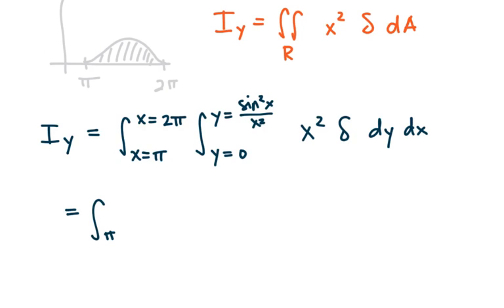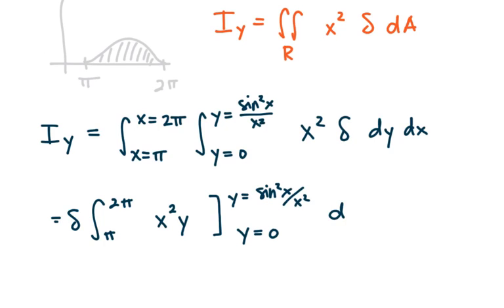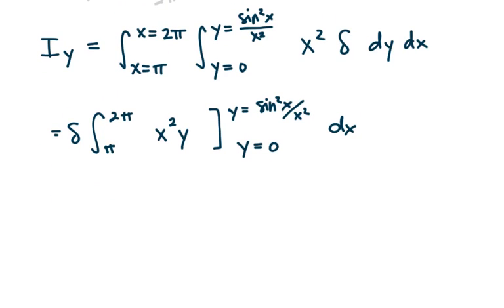We have pi to 2 pi. I'm going to pull that delta out in front. Integrating x squared with respect to y gives me x squared y, which we evaluate from y equals sine squared x over x squared to y equals 0. Plugging this in cancels my x squareds, and plugging in 0 cancels that term. So I have delta times the integral from pi to 2 pi of sine squared x dx.